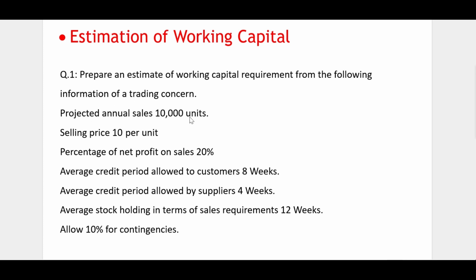Projected annual sales is 10,000 units. Selling price is 10 per unit. Percentage of net profit in sales is 20%. Average credit period allowed to customer is 8 weeks. Also, we can call it debtors. The debtors is classified to be current assets.